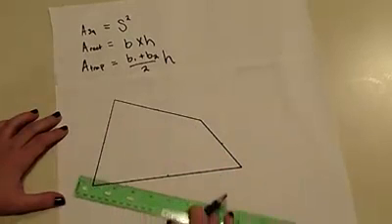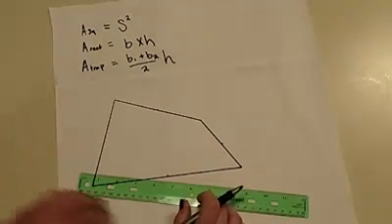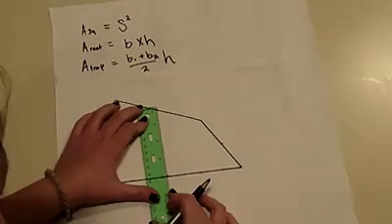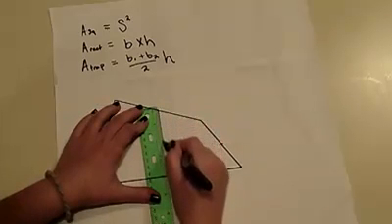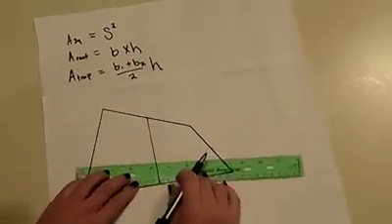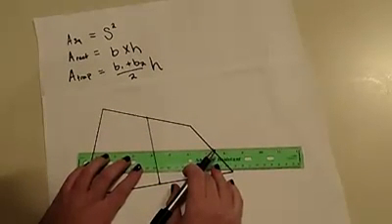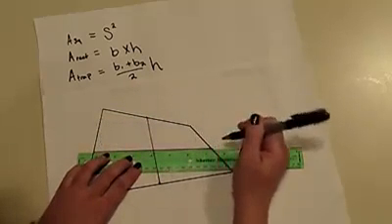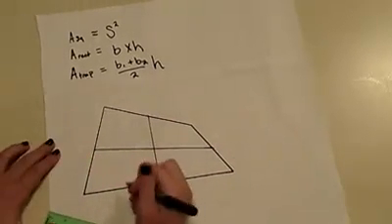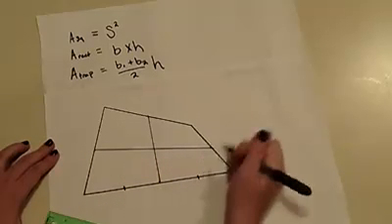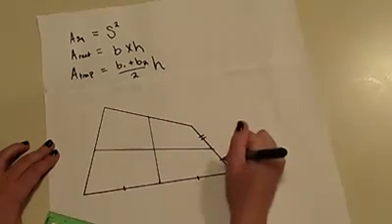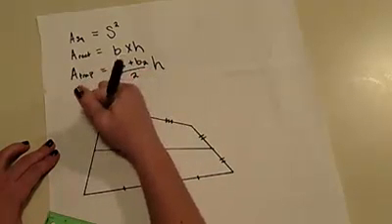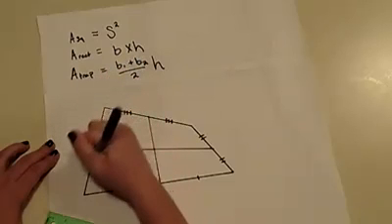Our next step will be to split this into smaller pieces. We can do that by connecting the midpoints that are across from each other. In this picture, we know that these two are congruent, these two are congruent, these two are congruent, and these ones are congruent.